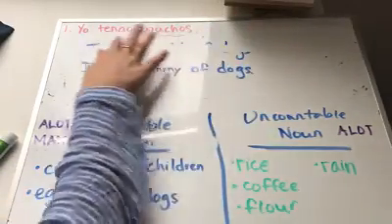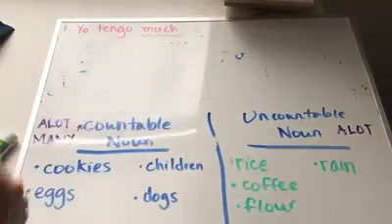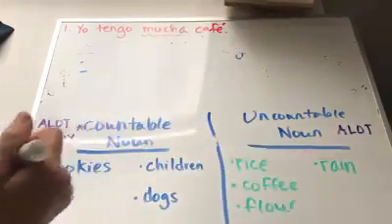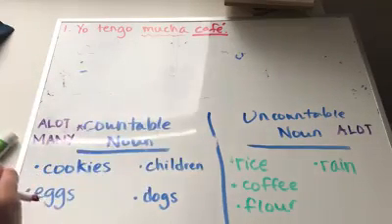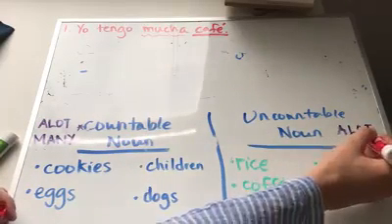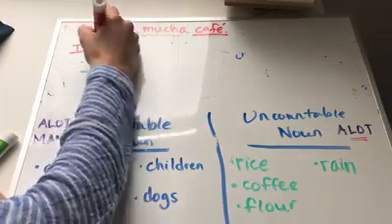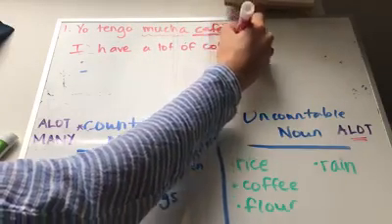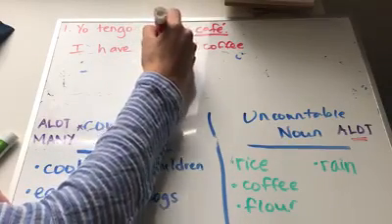If I wanted to say, yo tengo mucha café en mi casa. Okay, so el sustantivo, is it countable or uncountable? So, no podemos contar café, entonces it's uncountable. So we can only use, solamente podemos usar a lot para mucha. I have a lot of coffee. No podemos decir I have many of coffee.